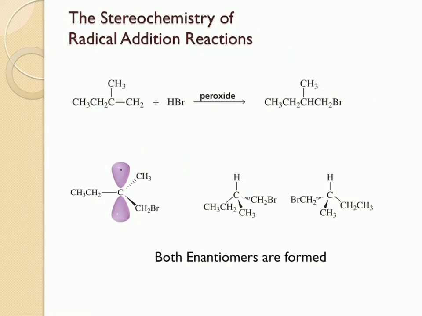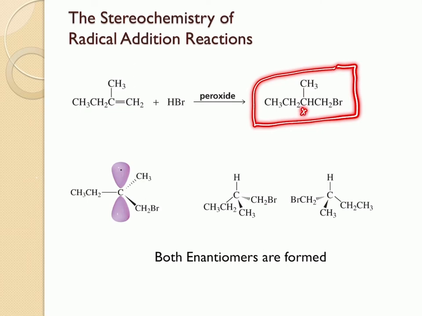Stereochemistry of radical addition reaction. Here is another reaction where there is a formation of an asymmetric center. Look into this reactant right here. It does not have any asymmetric center, but the product here has an asymmetric center, and here is our asymmetric center. Here again, the reaction is going to lead to the formation of a racemic mixture, and that's basically a mixture of a pair of enantiomers.